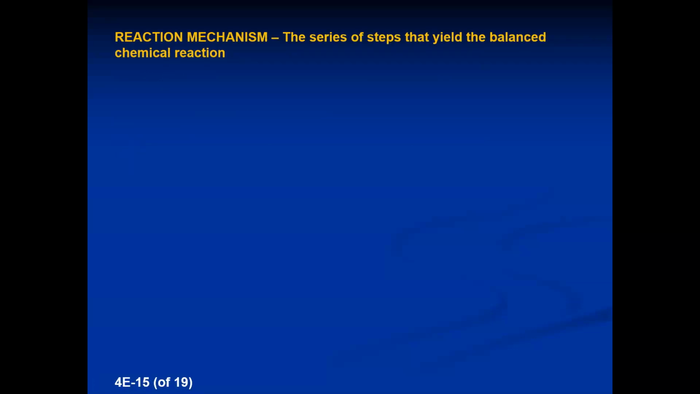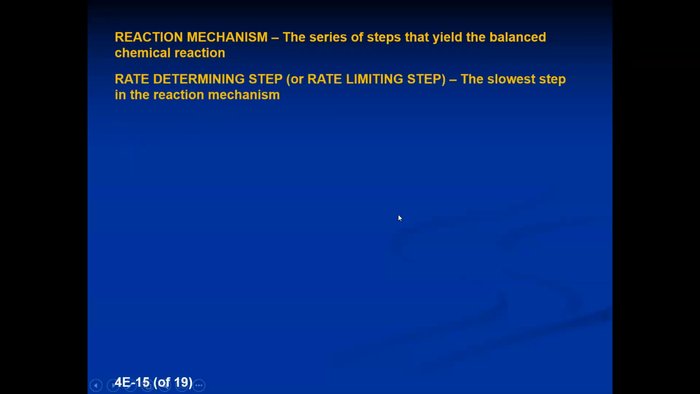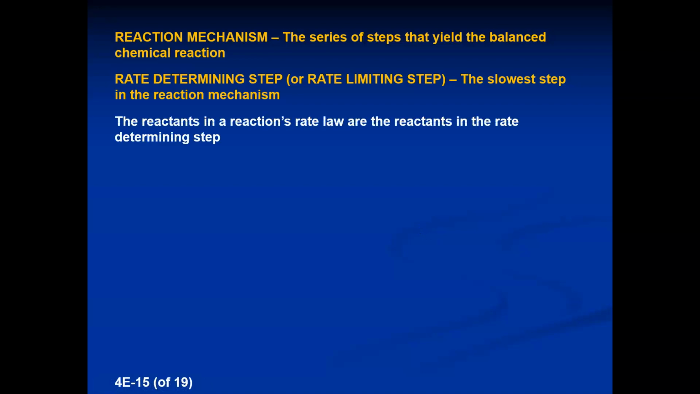So the mechanism is the series of these elementary steps, and when we add them all up, we get the balanced chemical reaction. So remember when you learned about balancing chemical reactions in Chem 209, where those actually come from is the elementary steps. That's what adds to the balanced chemical reaction. Okay, the rate determining step is the slowest step. The reactants in the rate law are always based on the rate determining step. That's what determines the rate law for the overall reaction.